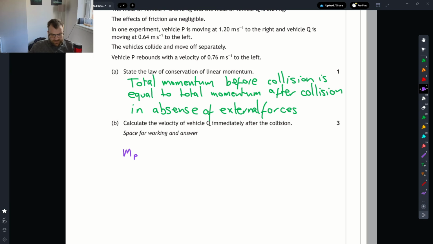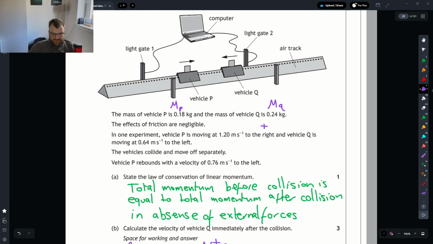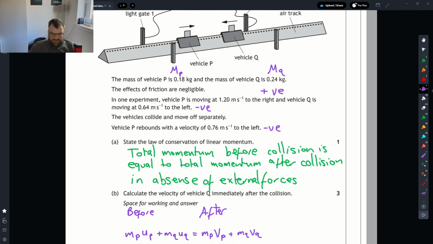In this one I'm going to make going to the right positive and going to the left negative. And vehicle P is going to the left, so I'll make that one negative and the other one has to be positive. Okay, so that's initial, so that is UP, and then this one in here will be UQ, and then this will be afterwards, so VP.